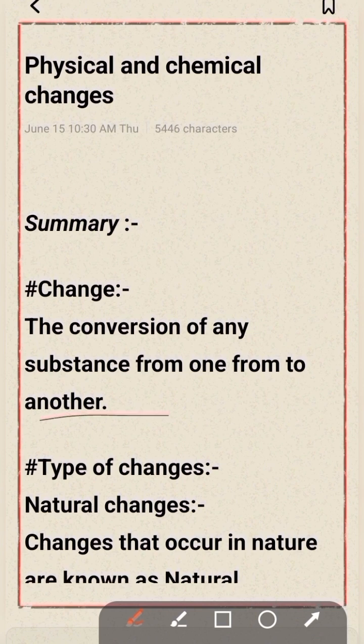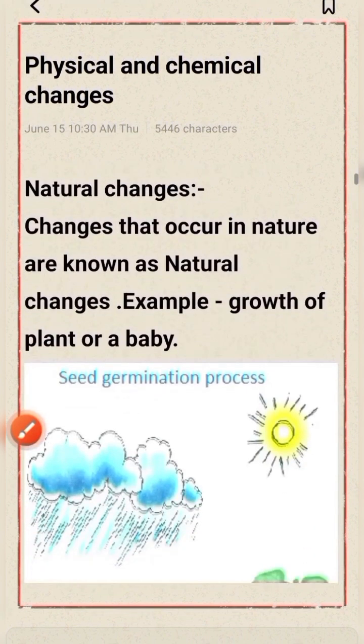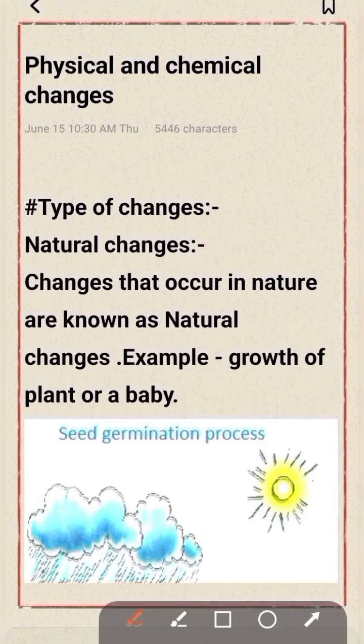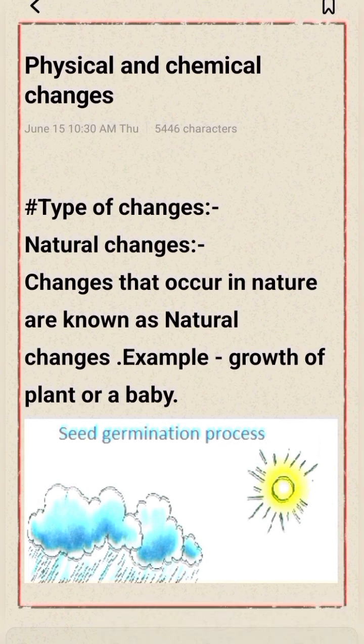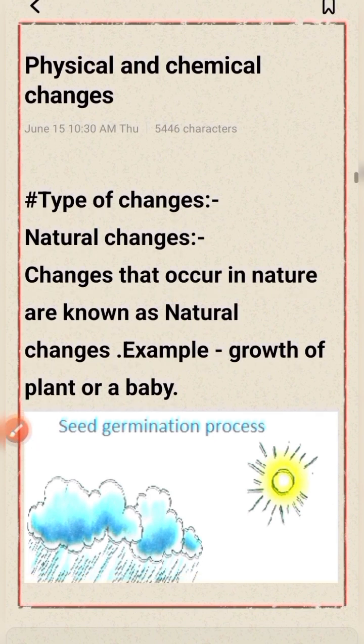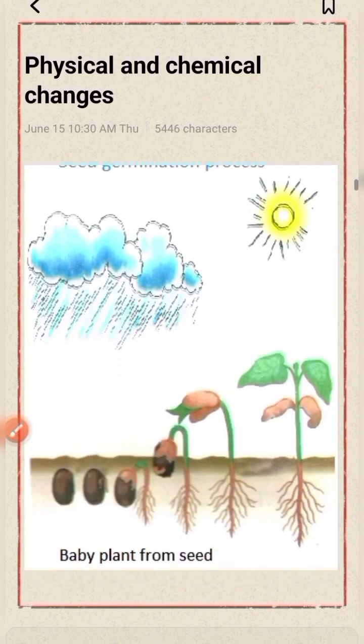Next, types of changes. Many types of changes, that is natural changes. Changes that occur in nature are known as natural changes. For example, growth of a plant or a baby. Now show how the plant grows. This is an example of natural changes. Okay.